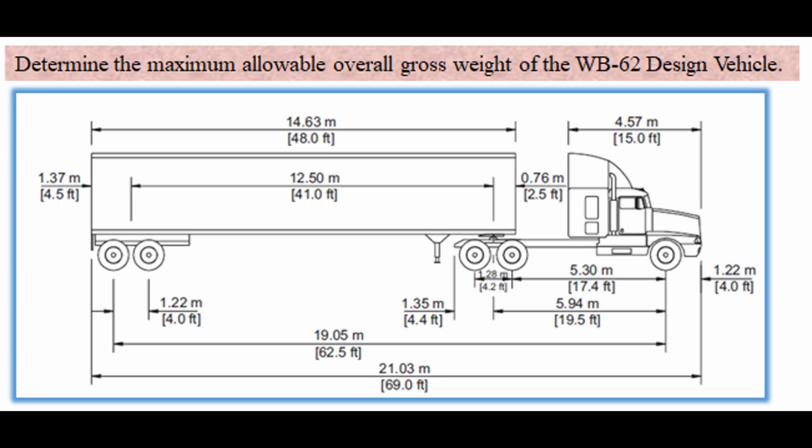All right, let's look at the first problem, which is right there. Find the maximum allowable overall gross vehicle weight of a W62 design vehicle. Now we can do this problem. If you take a look at the picture on the screen, the L that we're looking for is the distance between consecutive axles. It could be between the front axle and the second axle, or between the second axle and the last axle, or between the front axle and the last axle, and get the distance and find the number of axles and calculate that. The formula for it is right here.